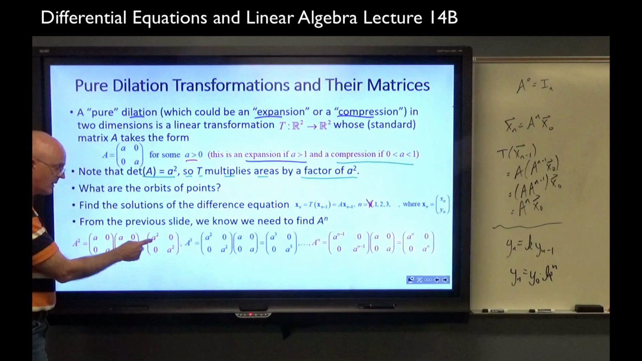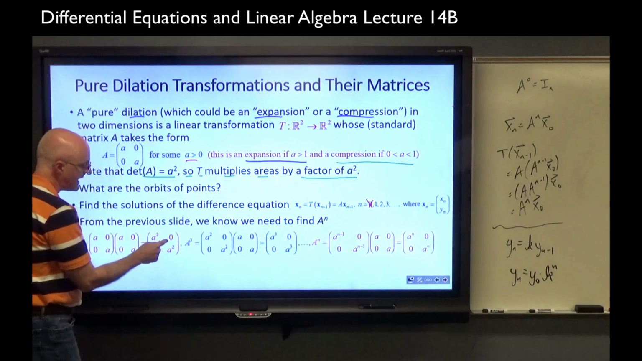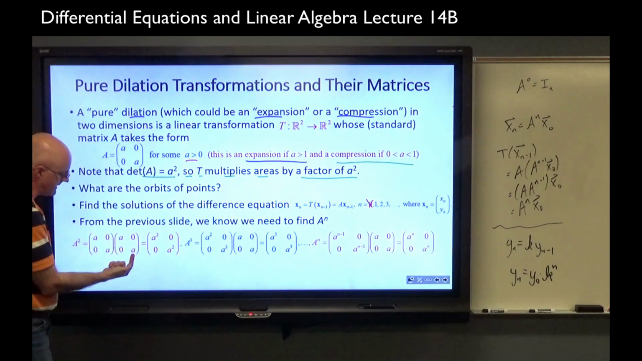The first row, first column entry is going to be the dot product of the first row with the first column here. A times A plus 0 times 0 is A squared. The entry in the first row, second column, is going to be the dot product of the first row of the matrix on the left with the second column of the matrix on the right. A times 0 plus 0 times A is 0.